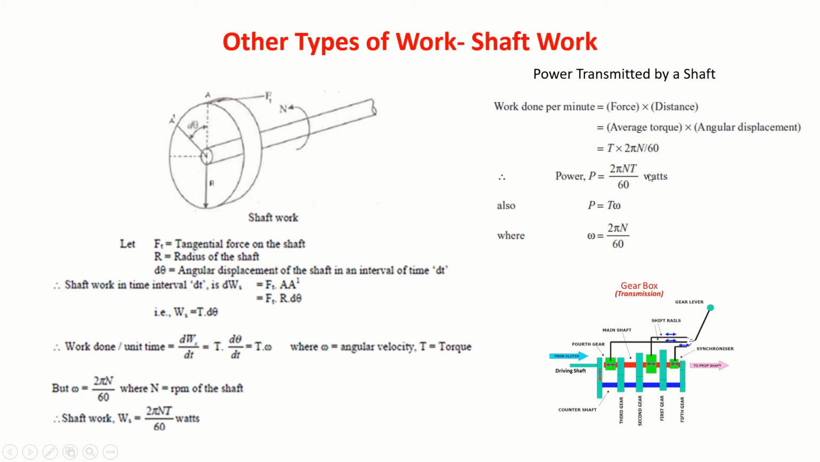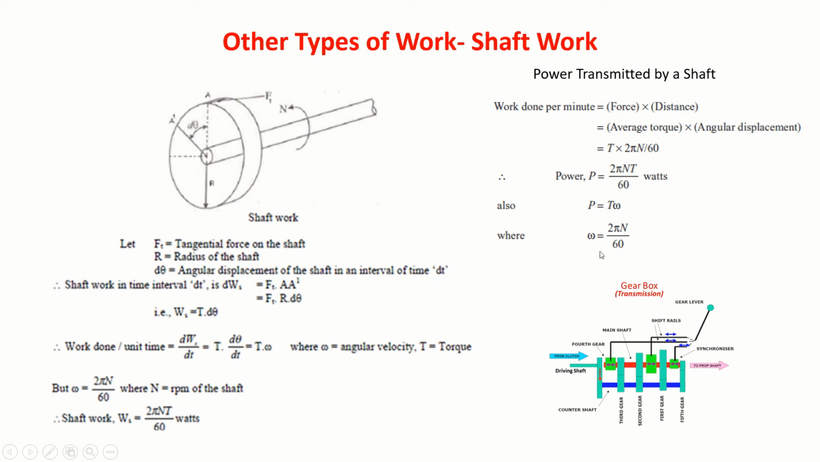This should be capital W. So P is nothing but T into omega, where omega is 2 pi n by 60. Suppose you are designing a gearbox, let us say. This is a driving shaft, that is the engine shaft. This will be driving a counter shaft. These gears will be driving the main shaft. This will transmit the power. While designing the size of these shafts, it is necessary to have this knowledge.